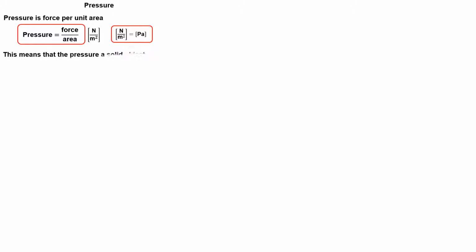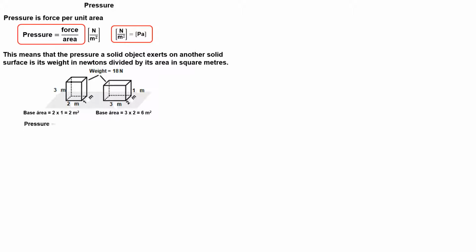This means that the pressure a solid object exerts on another solid surface is its weight in newtons divided by its area in square meters. Pay attention in this example. In both situations the weight is the same, but the contact area is different. Then the pressure will not be the same. Let's find the pressure.